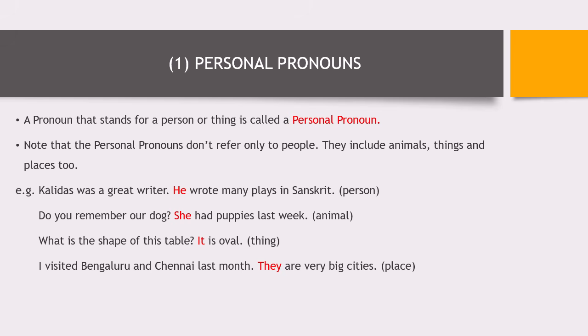Do you remember our dog? She had puppies last week. Here, she refers to dog, an animal. What is the shape of this table? It is oval. Here, it refers to table, a thing. I visited Bengaluru and Chennai last month. They are very big cities. Here, they refers to Bengaluru and Chennai, places.